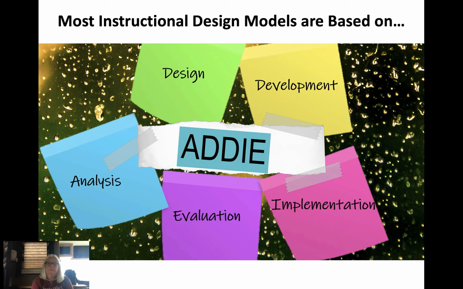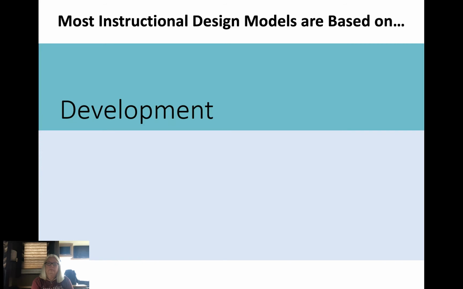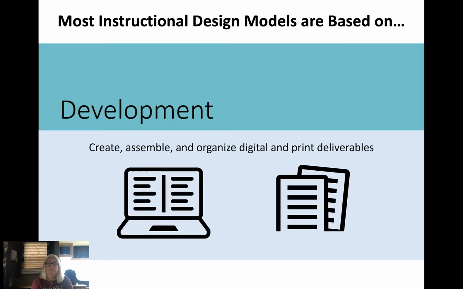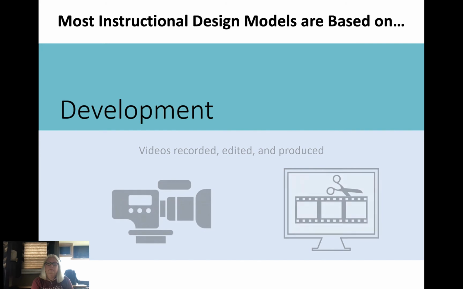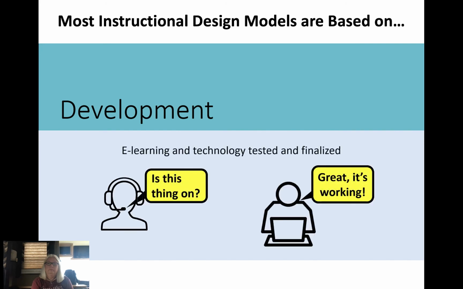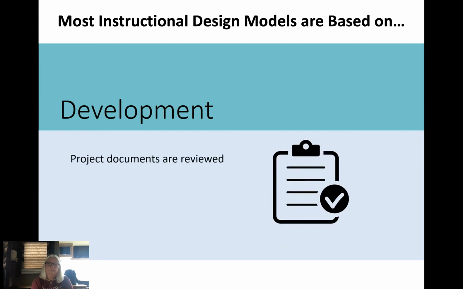Several important activities happen during the development stage. The developers create, assemble, and organize the digital and print deliverables that were begun in the design phase. Training videos are recorded, edited, and produced. E-learning and any technological aspects of training are tested and finalized. The project documentation of the strategies are further reviewed and feedback is given to the instructional designers.